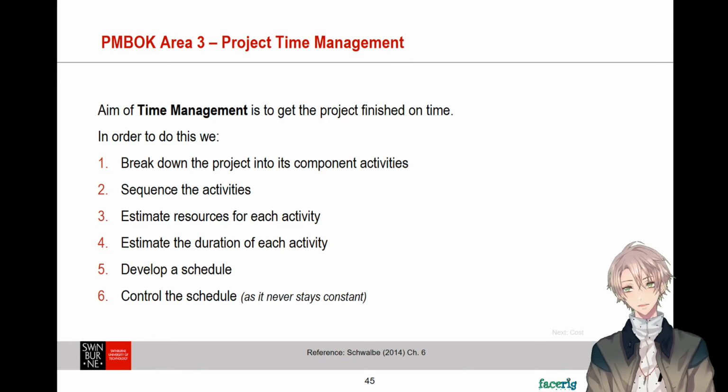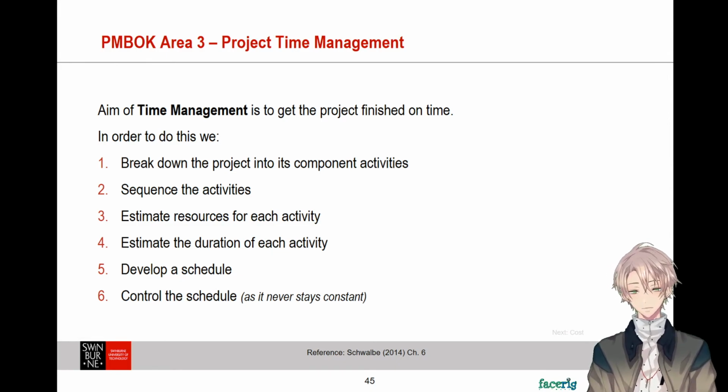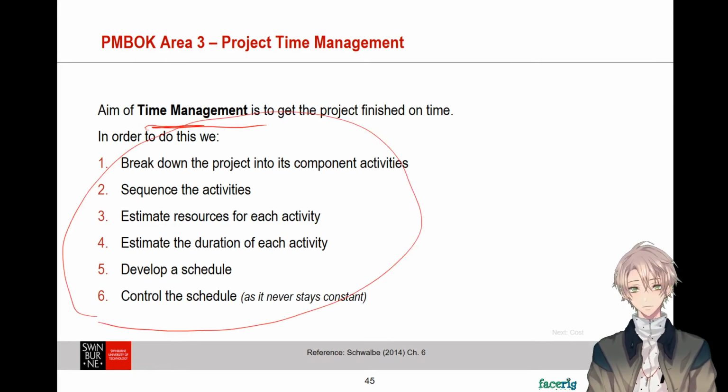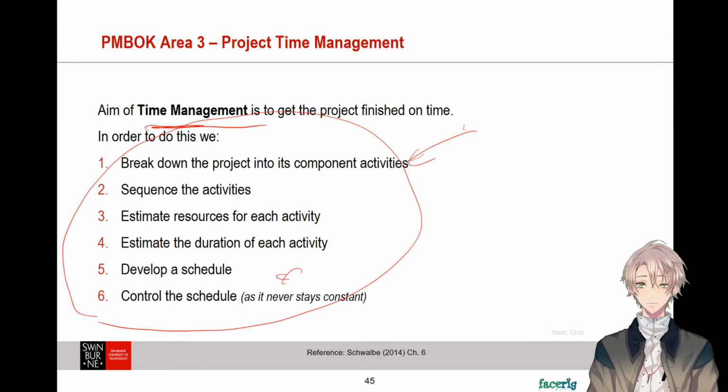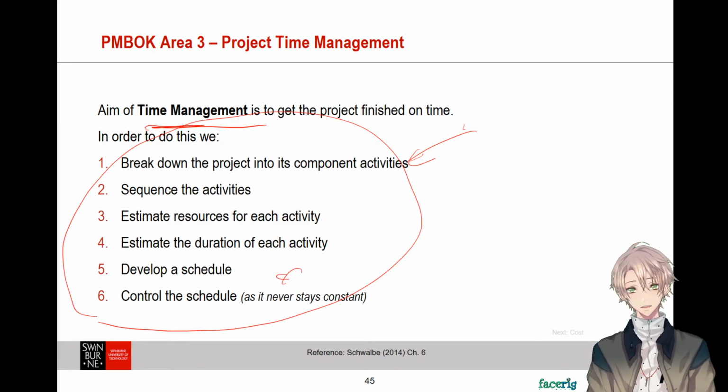In the Project Management Body of Knowledge, area 3 is called project time management. The aim of time management is to get the project finished on time. To do this, you need to do several steps over here. Point number 1 and point number 5 are quite self-explanatory, which is to break down the project into component activities, meaning smaller components, and to develop a schedule.